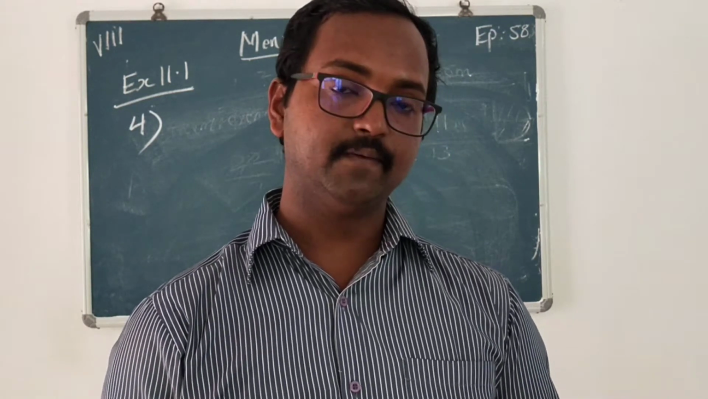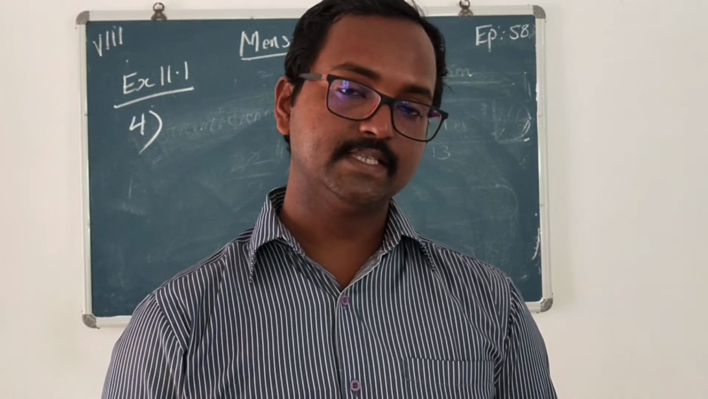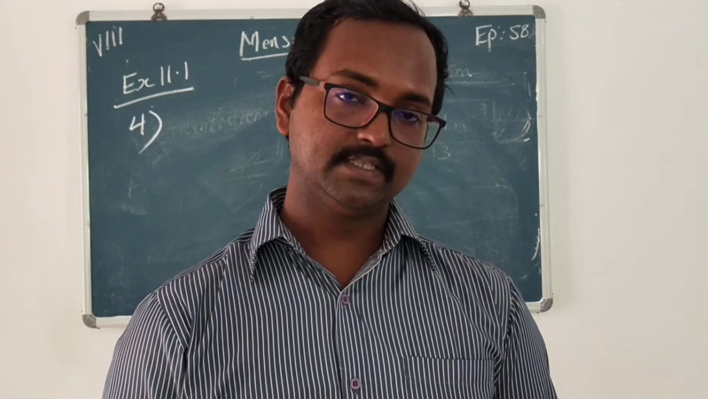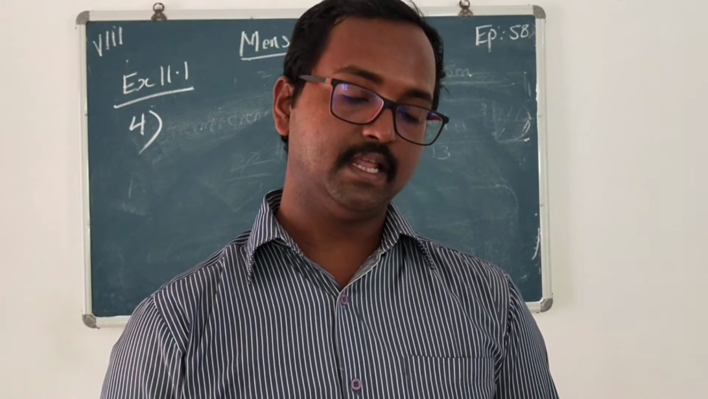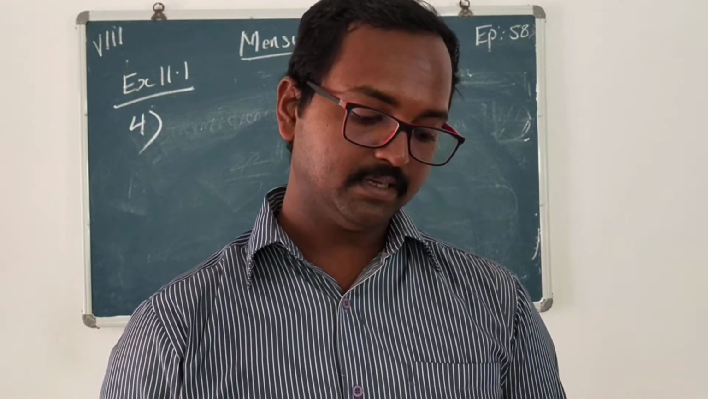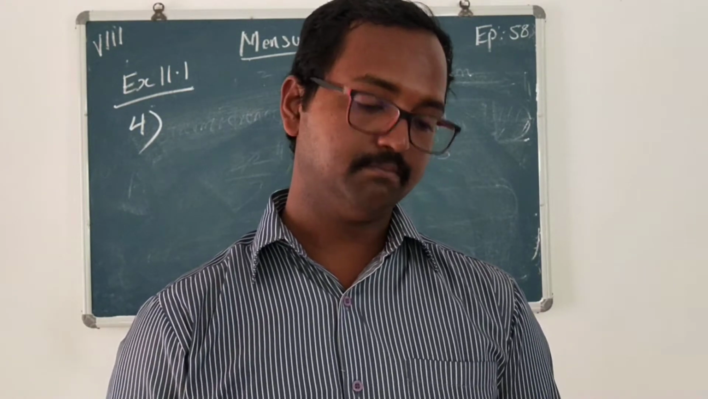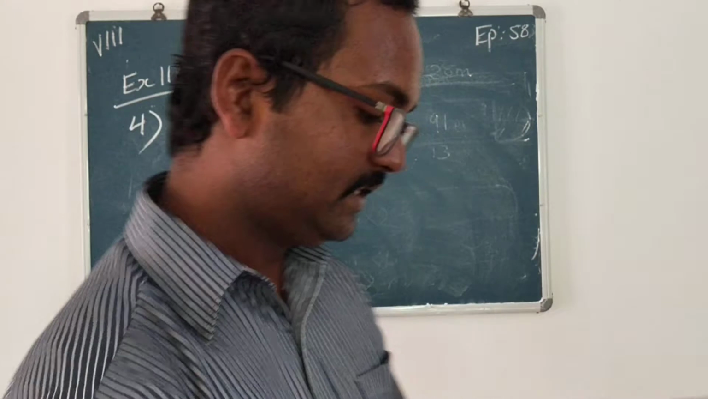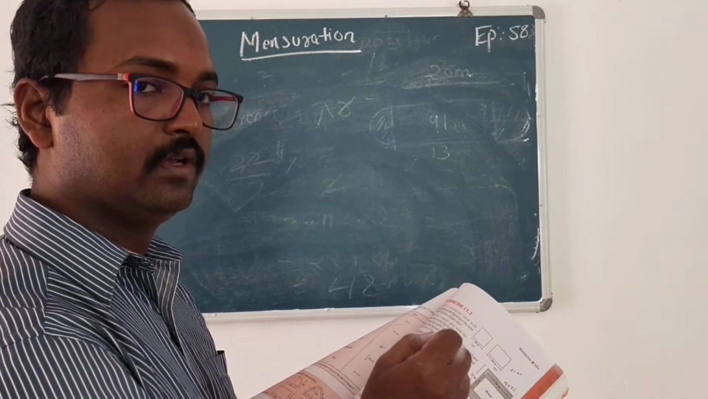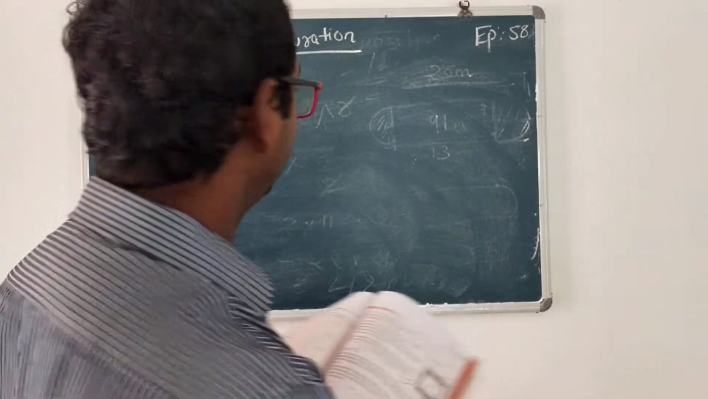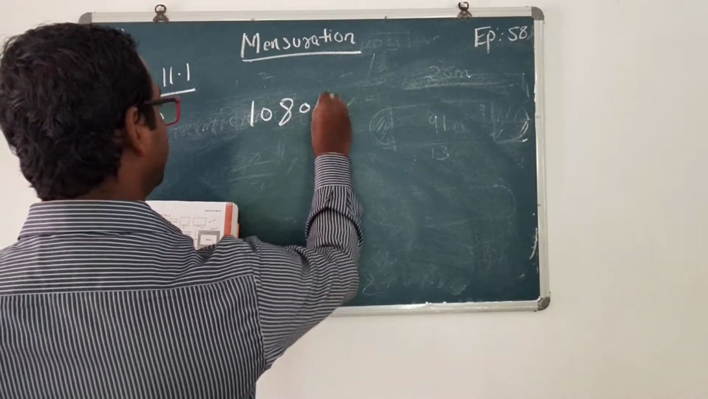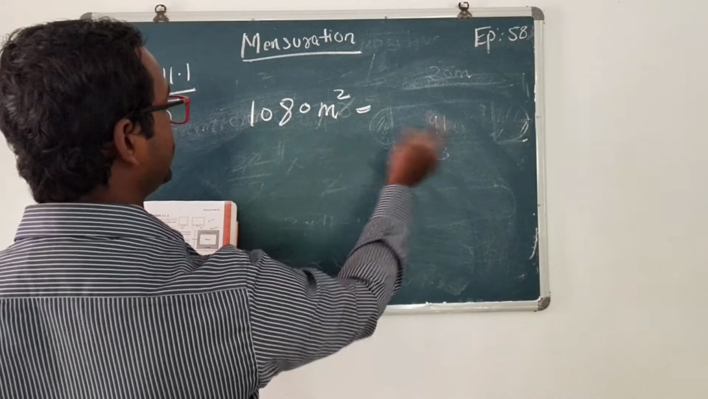The very first thing that I have noticed in this question is the tile length is given in centimeter and the area is given in meter. So you should also note that the measurements of the tile are given in centimeter and the measurement of the area is given in meter square. So the first thing I am going to do is convert this area, which is 1080 meter square, into centimeter square.